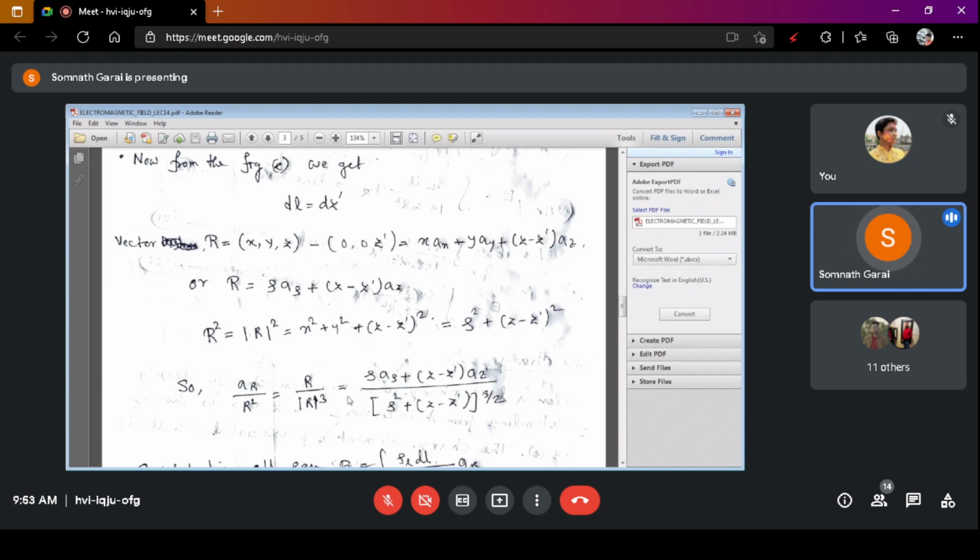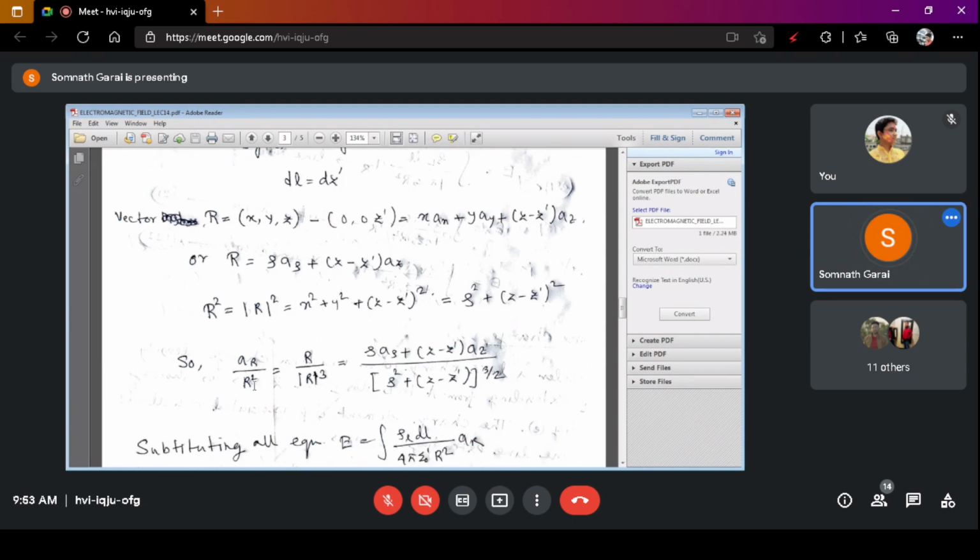And mod R is root under rho square plus z minus z dot square, to the power half, into that cube. So the equation for aR by R square in cylindrical coordinate format is rho a rho plus z minus z dot into az, whole divided by rho square plus z minus z dot square to the power 3/2. Clear?